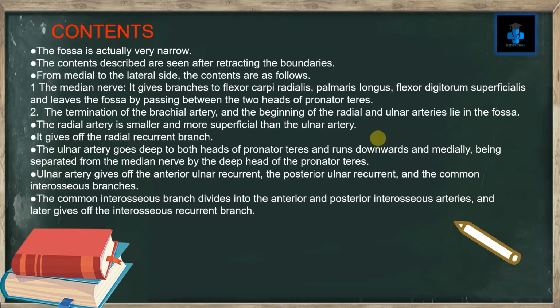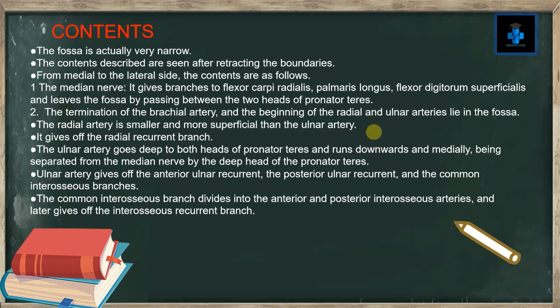Number 1, or the medialmost content, is the median nerve. It gives branches to flexor carpi radialis, palmaris longus, flexor digitorum superficialis, and leaves the fossa by passing between the two heads of pronator teres muscle. Number 2, is the termination of the brachial artery, and after that it divides into the radial and ulnar arteries at this point of the fossa.